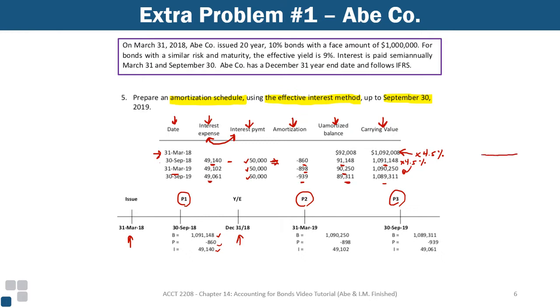In fact, if we were to set up a T account for the bond payable, and we set it up at 1,092,008, at the end of all the payments the balance in the bond account would have to be $1 million, because that's the amount that has to be paid back to the bondholder. And it's the series of amortization of the premiums, so 860 and 898 and 939, and that would continue. That's how a T account for the bond payable would look.